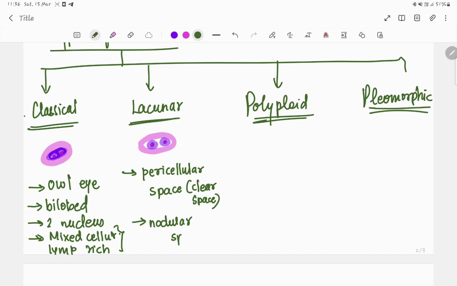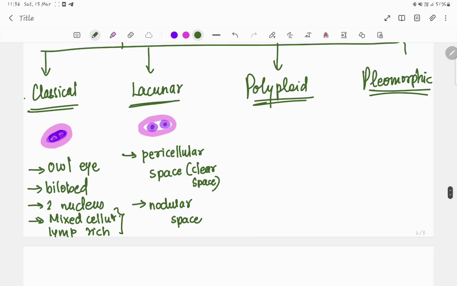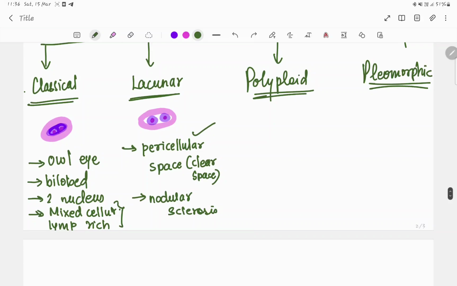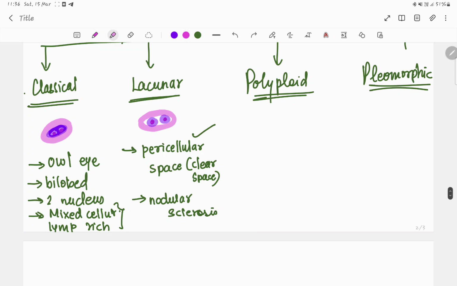So that is all you need to know. It is seen in nodular sclerosis. It is a pericellular space. As you can see, there is this free space around. So this is the lacuna for me, and it is seen in nodular sclerosis. Then we have polyploid. This is very important.